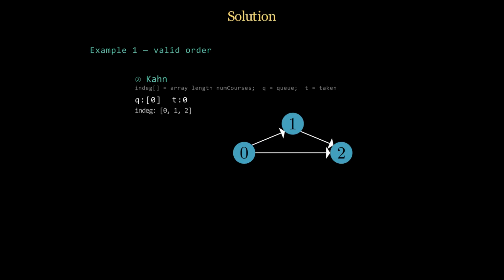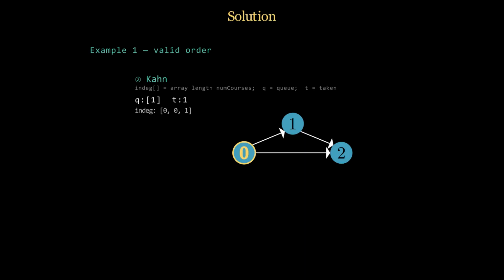Phase 2. We keep an in-degree array, index i is how many unfinished prerequisites course i still has. Initially that is 0, 1, and 2 for courses 0, 1, and 2. Only course 0 is ready, so the queue contains 0 and taken is 0.